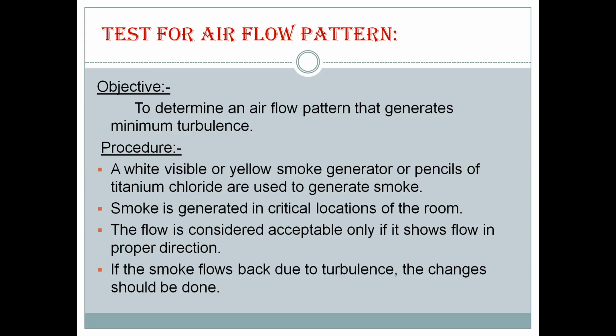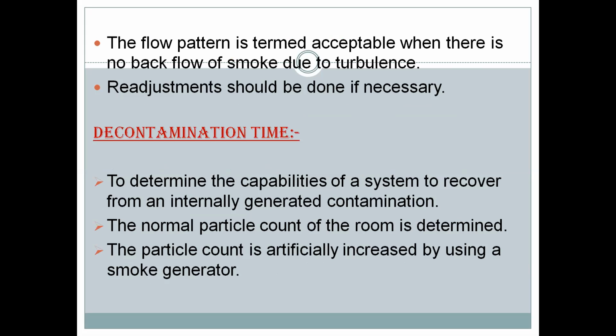The smoke is generated in critical locations of the room. The flow is considered acceptable only if it shows flow in the proper direction. If smoke flows back due to turbulence, this should be noted, because we are testing the airflow pattern. The airflow pattern is termed acceptable when there is no backflow of the smoke. Readjustment should be done wherever and whenever necessary.